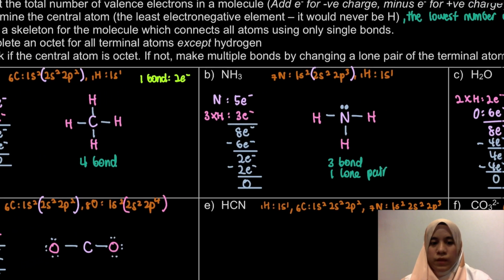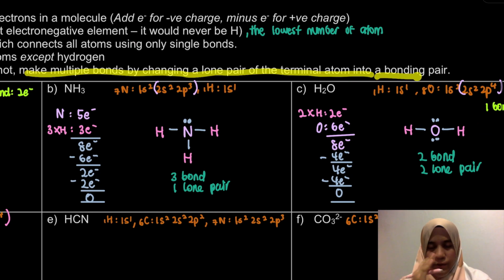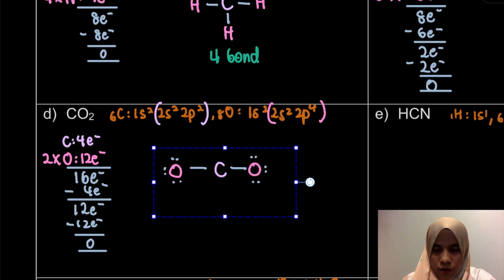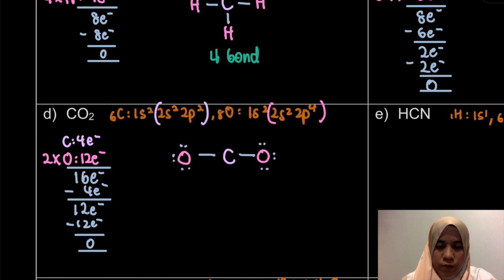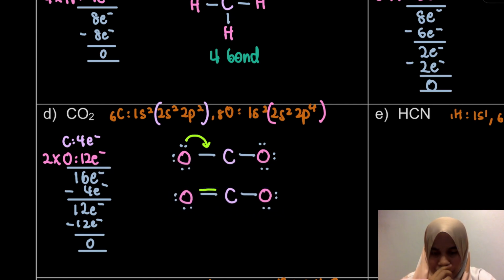Yeah. Okay, make multiple bonds by changing a lone pair of the terminal atom into a bonding pair. Okay, so what happened here is actually oksigen ni first, okay, the lone pair ni will share the electron with our carbon. So, contohnya kalau kita sharekan yang ni kat sini kan. Okay, so when we check here, our oxygen itself, bila dia share, 1, 2, 3, 4, 5, 6, 7, 8, capai octet. So, it's fine lah. Sebab tu ada covalent bond kan, dia share.